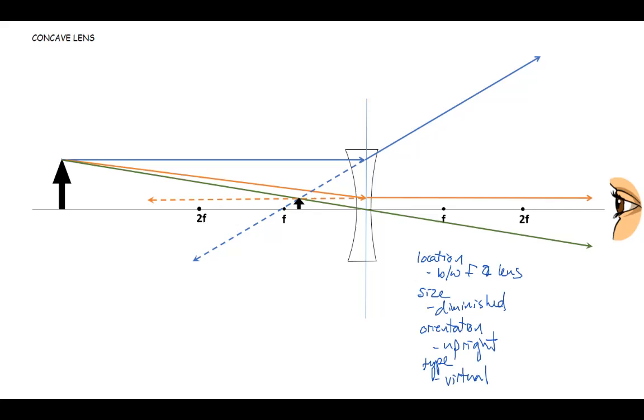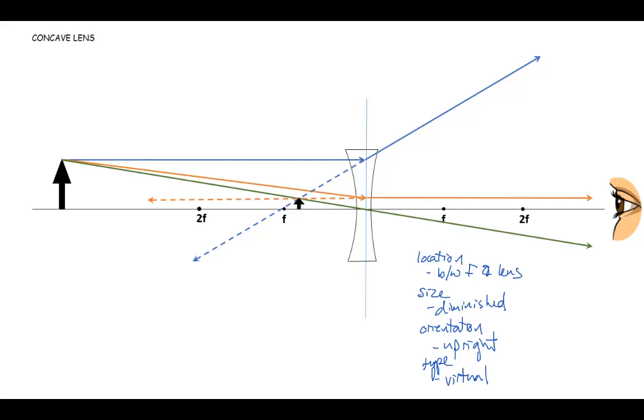All right, so what are the basic rules or patterns that you hopefully will take out of this? When you're dealing with converging or convex lenses, if the object is greater than 2F, you will see an image between F and 2F that is inverted, diminished, and real. If we put the object right at 2F, the image will be at 2F. It will be inverted, but it'll be the same size, and it will also be real. If you move the object to between 2F and F, the image will be greater than 2F distance from the lens. It'll be inverted, magnified, and real.